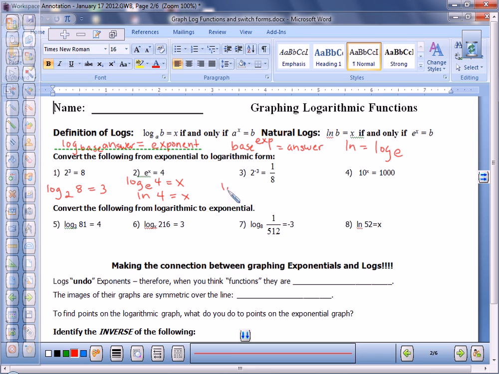So number 3, you guys tell me. Log base 2 of 1/8 equals -3. Beautiful.